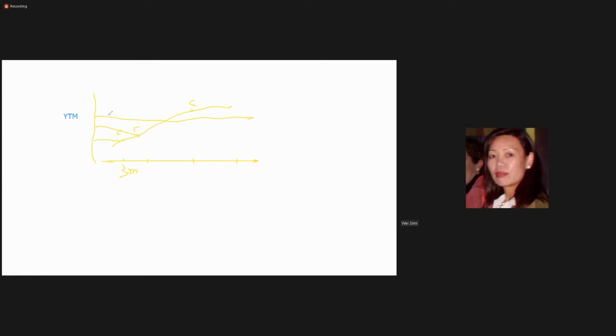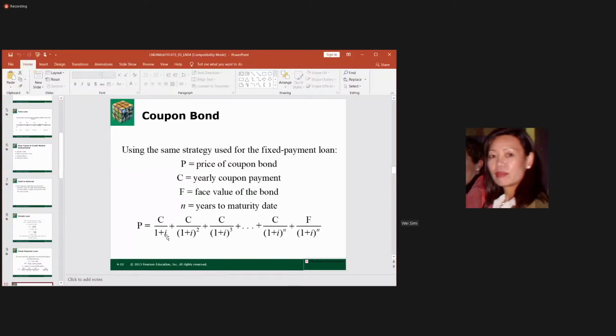Let me go back to the chart. That's the yield to maturity definition. So this I is actually the yield to maturity of the bond. How we got this I is based on the price. What's the market trading price? We know the coupon and the face value. Those are all known information.